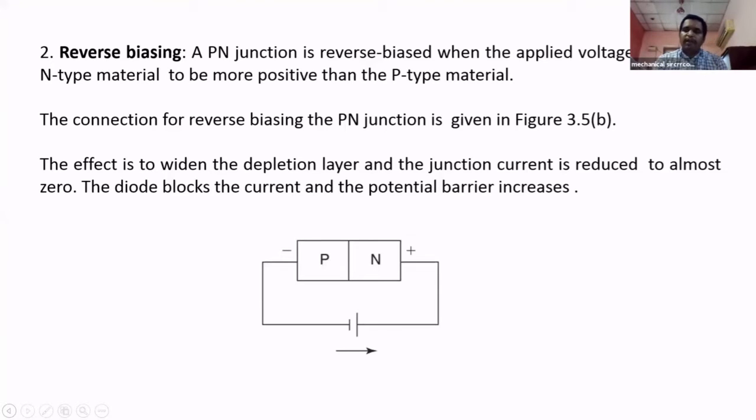In forward biasing, the diode acts as a conductor because the forward biasing voltage removes the barrier at the junction, which causes the flow of holes and electrons. They cross the junction and that causes the flow of current through the diode. Now the second one is reverse biasing. In reverse biasing, the connections are reversed, meaning the p-type is connected to negative and the n-type material is connected to positive. See this.